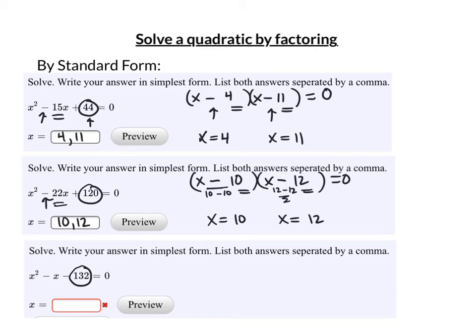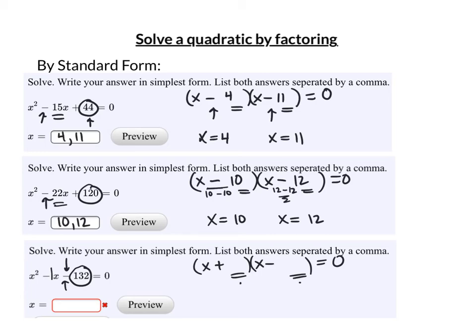For this last one, we know it's going to be x times x to make x squared. We know that this number times this number makes negative 132. It's got to be a positive times a negative. I need factors of 132. One of the factors will be positive and one will be negative. When I add a positive and negative number, they subtract. So I need factors of 132 that subtract to 1.